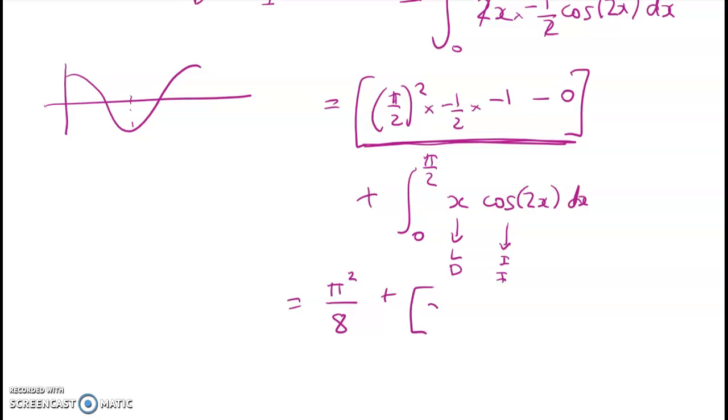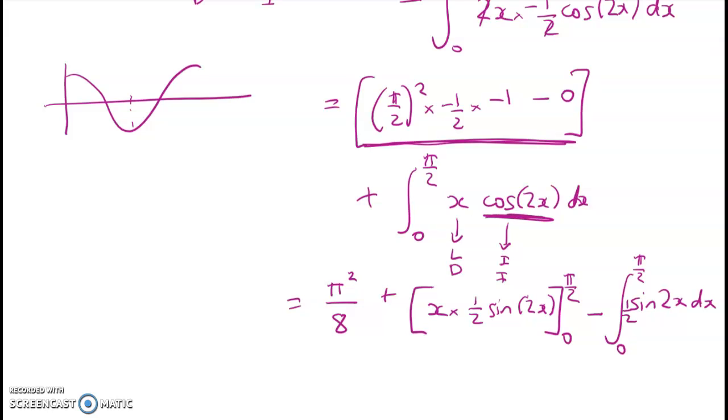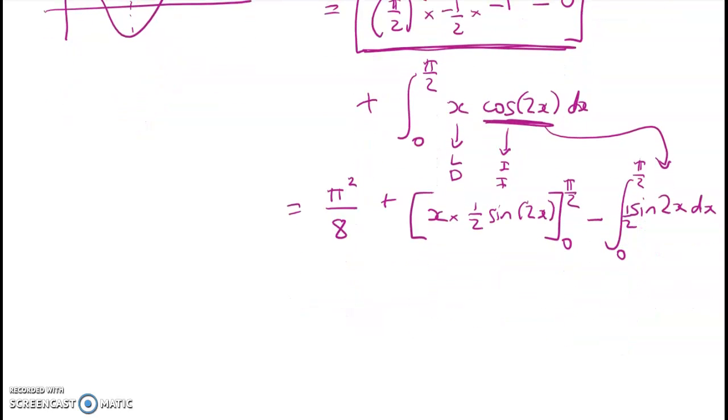Integrating this will give me, so leaving this gives me x times 1/2 sine of 2x minus the integral from pi on 2 to 0 of 1 times sine of 2x times 1/2 dx. Okay, so that's the integral of this, is what's coming in here. That leaves me with pi squared on 8 plus 0, substituting in here. So the first one, oh sorry, that's not obvious yet.